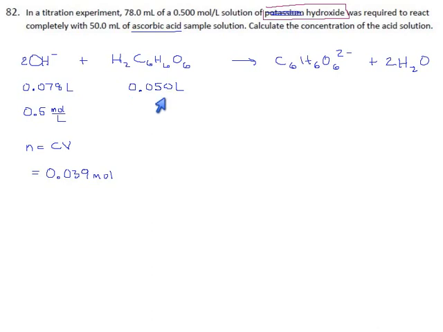So how much ascorbic acid do we have? Is it this? Hope you said no. The ratio here is 2 to 1, meaning the hydroxide amount is twice as great as the ascorbic acid amount. So if you want the number of moles of ascorbic acid, you take this number and cut it in half. So our number of moles over here is 0.0195 moles. And now that we have that, we can find a concentration. Concentration is moles per liter because you find it by doing moles divided by liters.